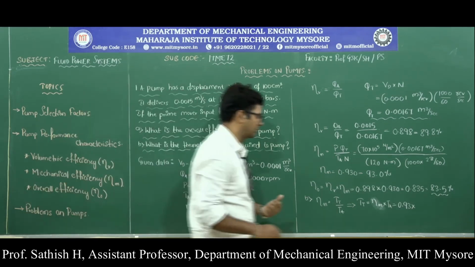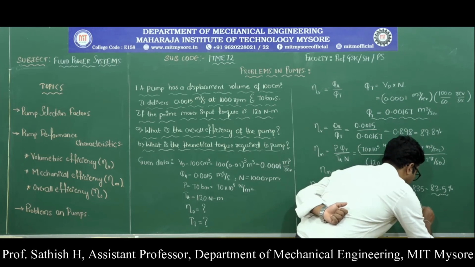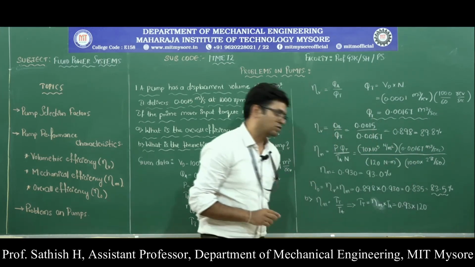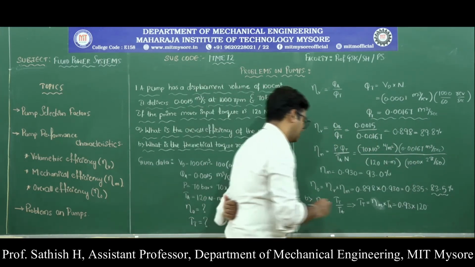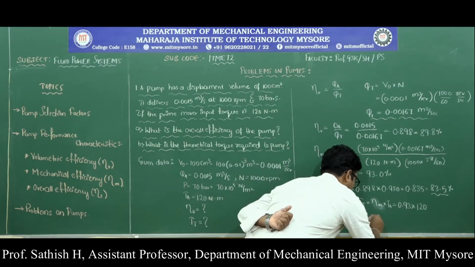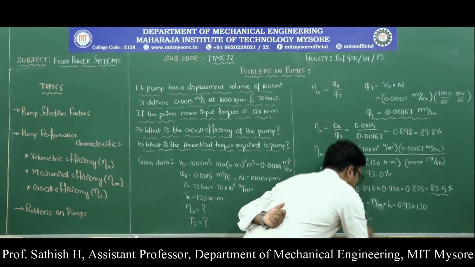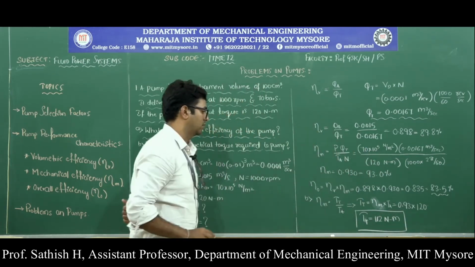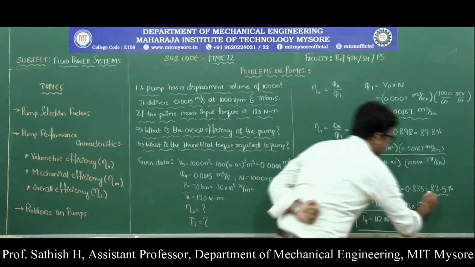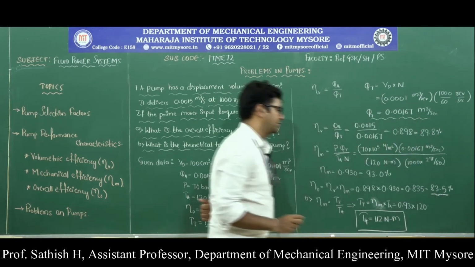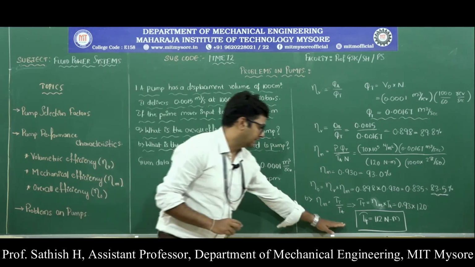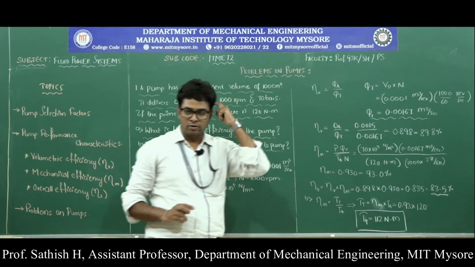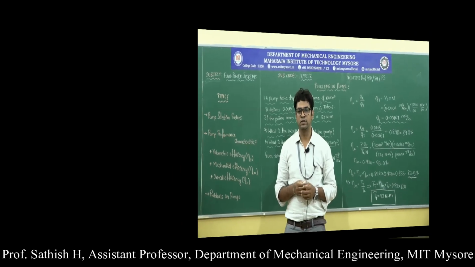I am going to substitute that value. So this is equal to 120. After simplifying this, you will get the theoretical torque, that is T suffix T, as 112 Newton meter. So this is the answer for sub question B. And this is the answer for sub question A, that is the overall efficiency of the pump, as well as the theoretical torque of the pump. That is how you have to solve the problems which are based on pumps.